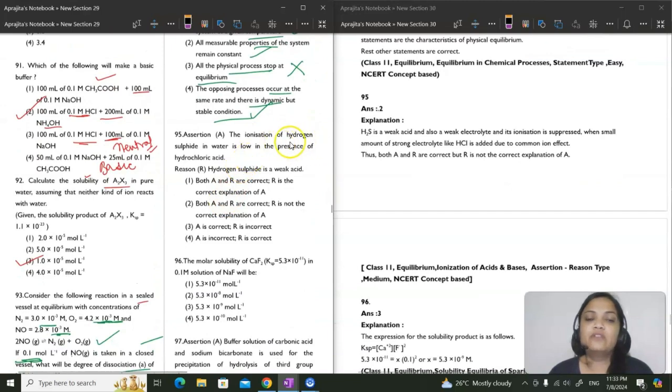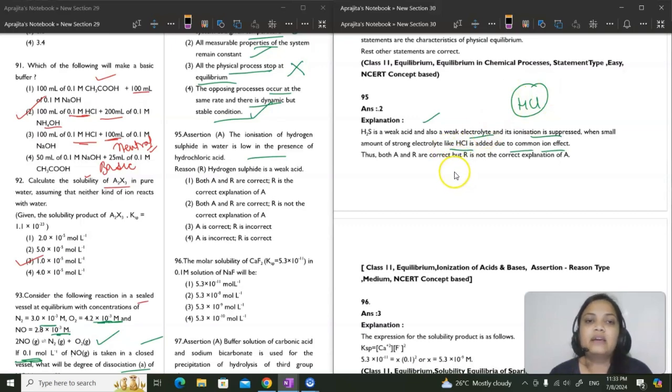Question number 95. Assertion: Ionization of hydrogen sulfide in water is low in the presence of HCl. Reason: Hydrogen sulfide is a weak acid. So you know students that H2S is a weak acid and also a weak electrolyte, and its ionization is suppressed when some HCl is added. Because it's a weak electrolyte, if we add HCl, its ionization will become less, because of the common ion effect. So the common ion is the reason that the ionization is low in the presence of HCl.